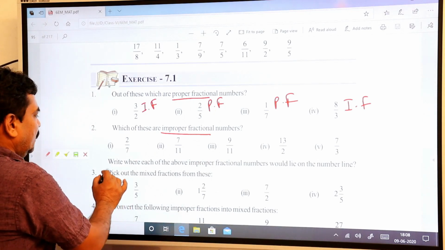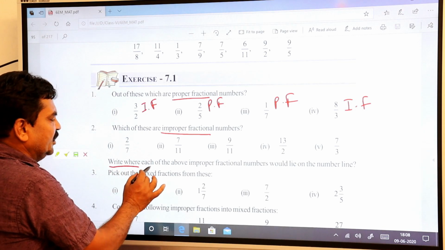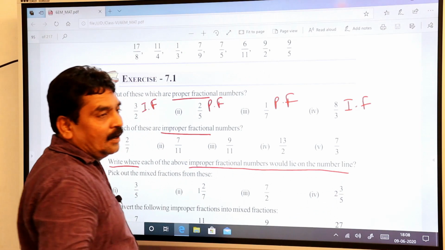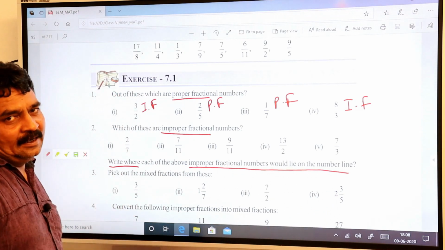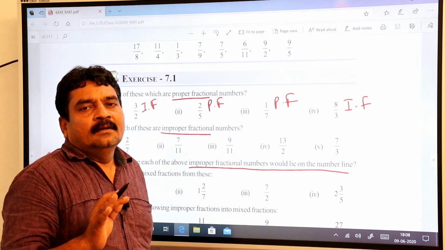And the third one, and in this only you have another one. Write where each of the above improper fraction numbers would lie on a number line. That you have to do on a number line, and then please find it out. Hope you people already got it.